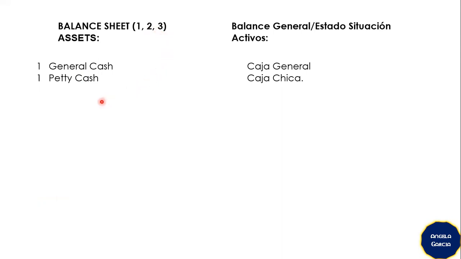So let's see first those assets accounts. Assets accounts are Activos. So the first of all, we have general cash. That is an account that we use when a customer is paying you money and gives the money to you in cash. So you have that general cash account.